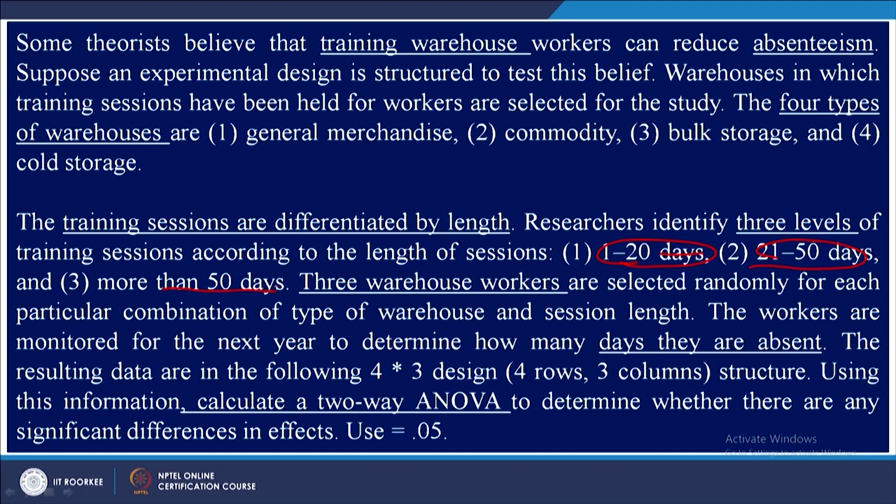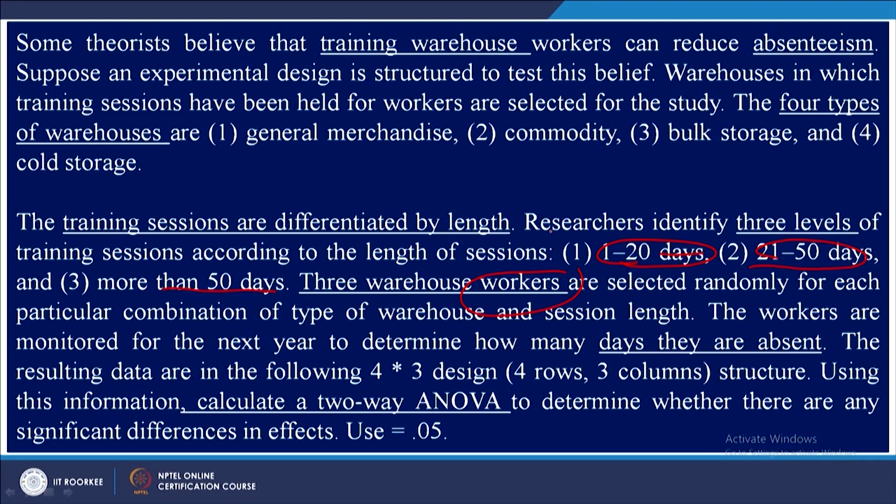Then after selecting 4 warehouses and 3 different training sessions, 3 workers were selected from each of these warehouses. So, they were put on training, the workers of these 4 warehouses were put on training on these 3 different training sessions, and their absenteeism was noted, right.